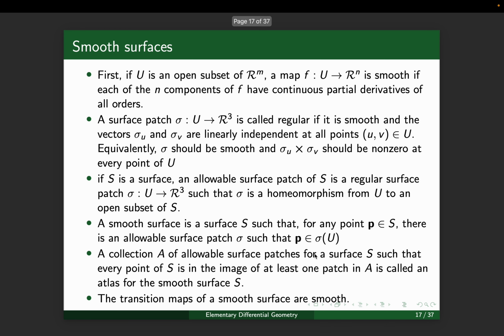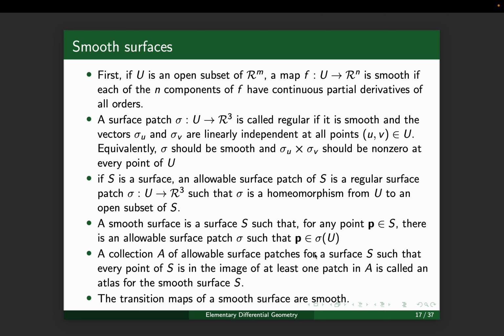Let's define what a smooth surface is. We have a map sigma from an open set U in R2 to a surface in R3. This map is called smooth if it is differentiable to all orders.